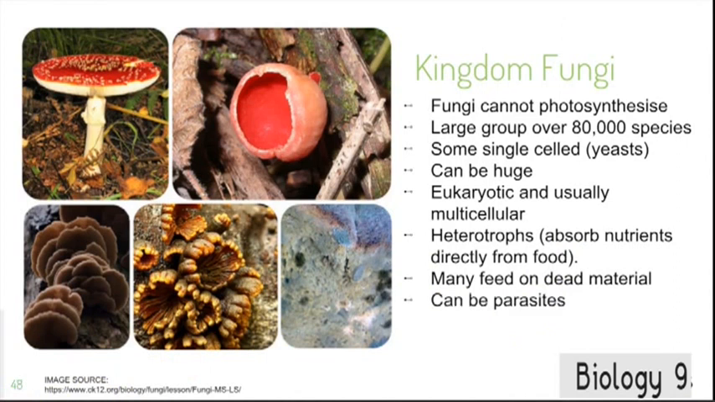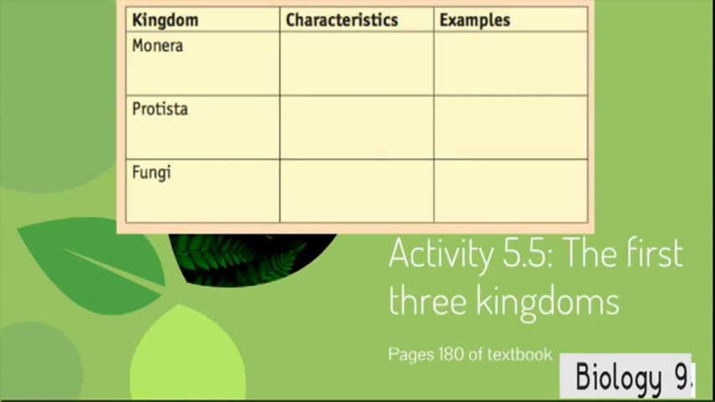Some fungi can be parasites, so they can cause harm to the host, whereas others are mutualists, so they live in close association with another organism and they both benefit from it. That's known as a mutualistic relationship. You'll be filling out this table and looking at the different characteristics of the kingdoms we have just talked about, and this table and activity can be found at page 180 of your textbook.